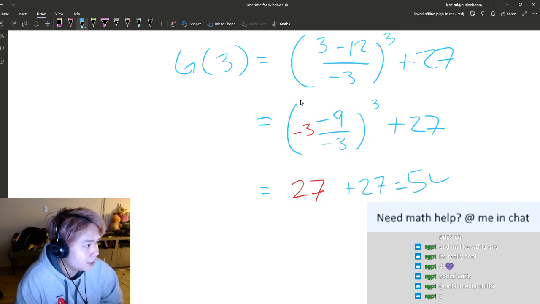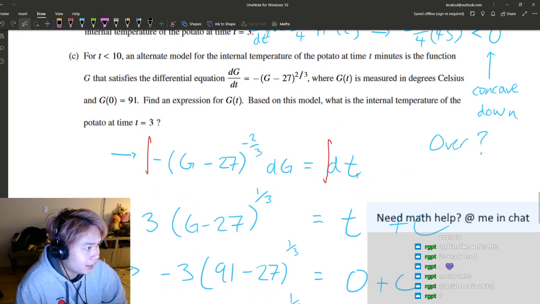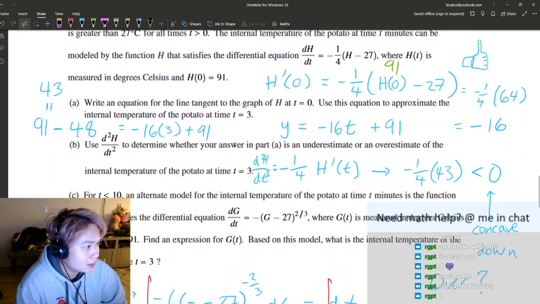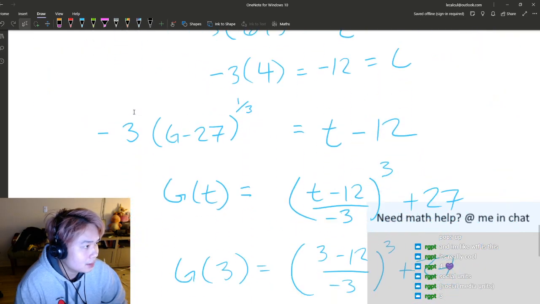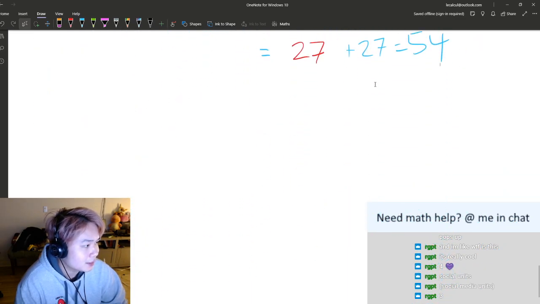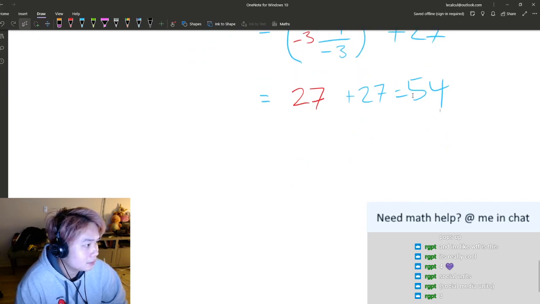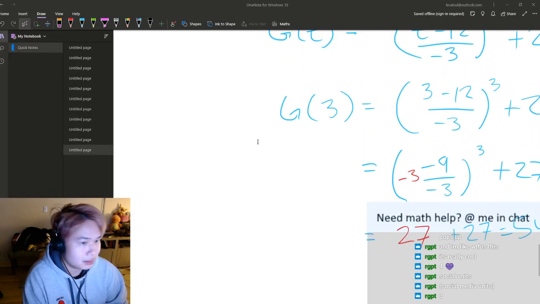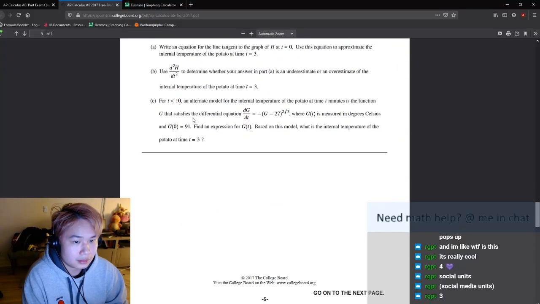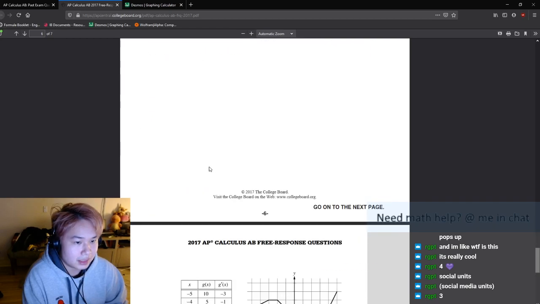So 54 degrees. Let's see how close this was with our estimate using the first thing. 43 degrees. Pretty big difference. Oh well, okay. Second last question? Yeah.